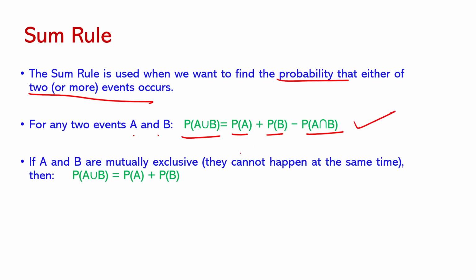We will try to understand this with an example. If A and B are mutually exclusive, it means they do not happen at same time. If there is no common point happening, there are no two events happening at the same time, then A intersection B will be 0. Therefore, P of A union B becomes P of A plus P of B.